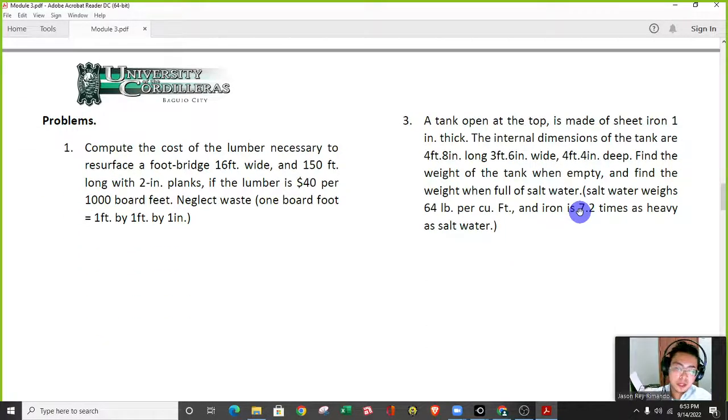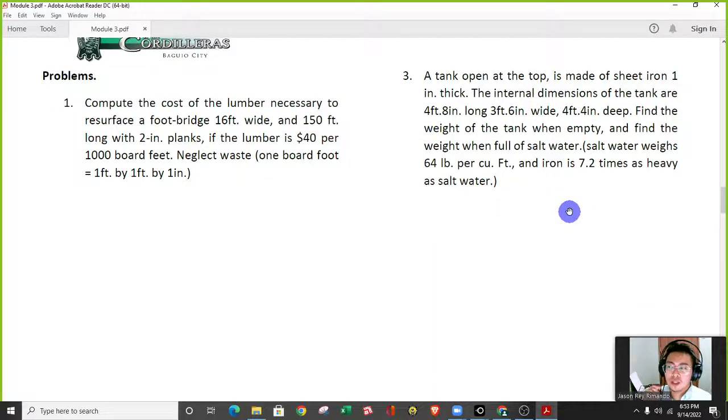Okay? Problem number 1. Compute the cost of the lumber necessary to resurface a footbridge 16 feet wide and 150 feet long with 2-inch planks. Yan. 2-inch planks daw gagamitin natin. If the lumber is $40 per 1,000 board feet. Okay, neglect weighs 1 board feet is equals to 1 by 1 by 1 inch.